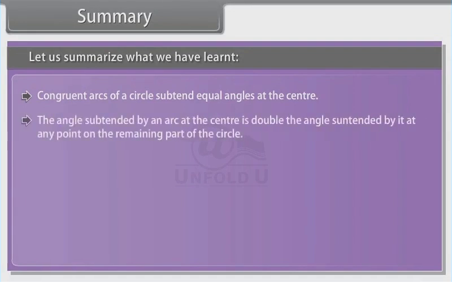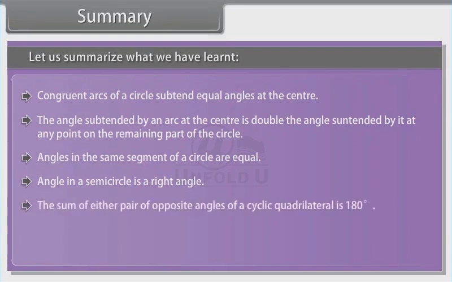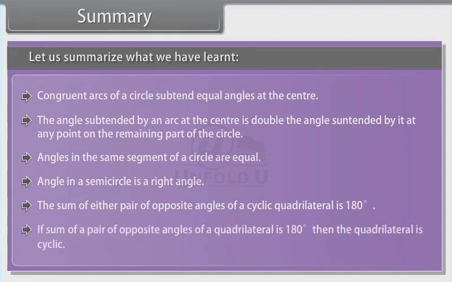The angle subtended by an arc at the center is double the angle subtended by it at any point on the remaining part of the circle. Angles in the same segment of a circle are equal. Angle in a semicircle is a right angle. The sum of either pair of opposite angles of a cyclic quadrilateral is 180 degrees. If the sum of a pair of opposite angles of a quadrilateral is 180 degrees, then the quadrilateral is cyclic.